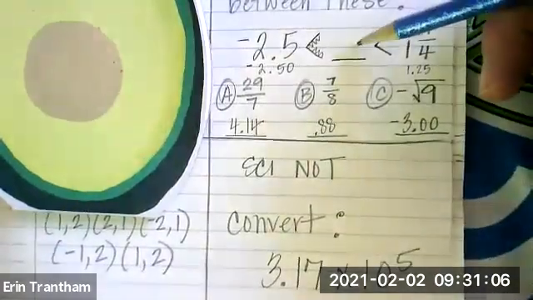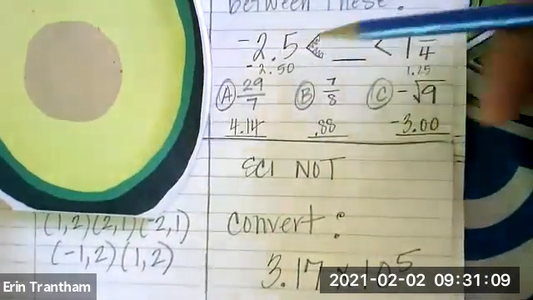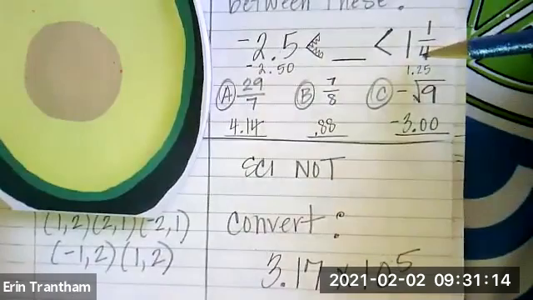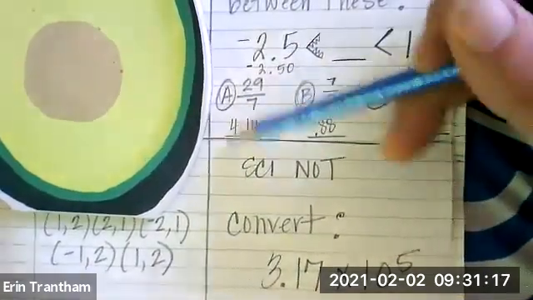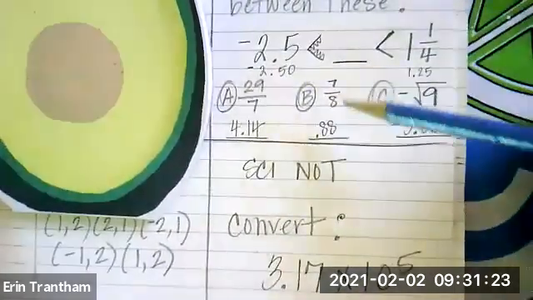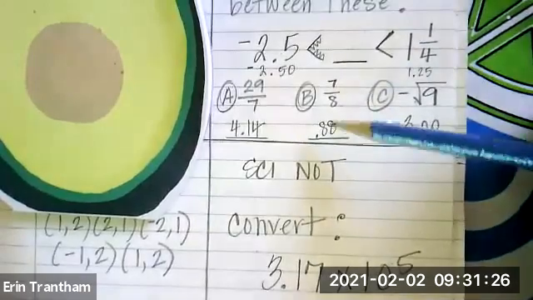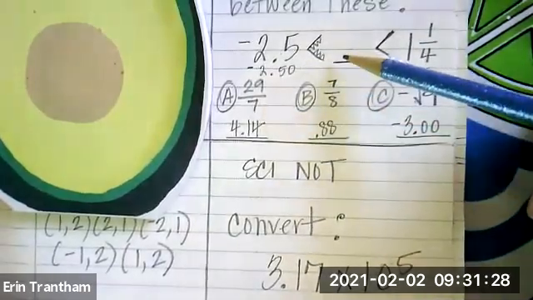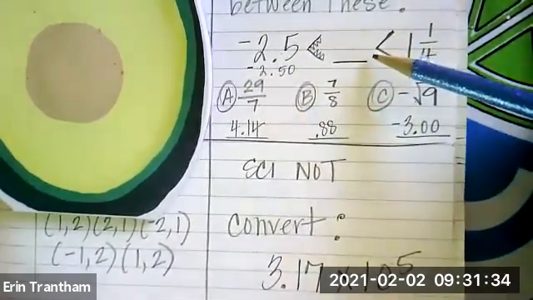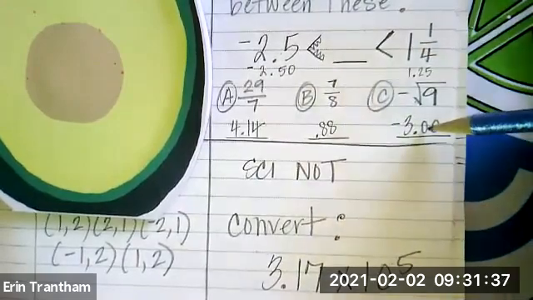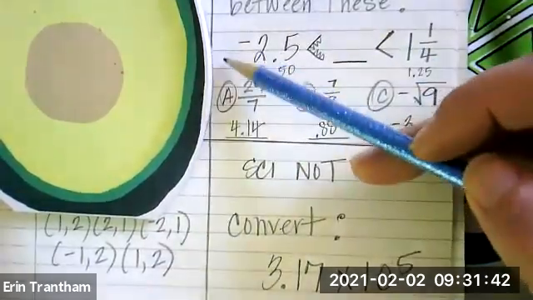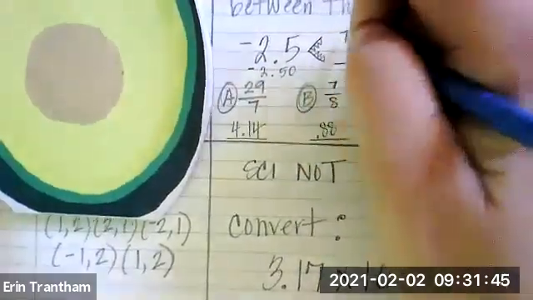So this number here has to be in value greater than negative 2.5, but less than 1.25. So would 4.14 be a good number to fit here? No, that's too big. It would be way over here. Okay. 0.88 is 88 cents, bigger than owing somebody $2.50? Is it less than having $1.25 in our pocket? Okay. Negative $3. Where would that be? Would it fit here? No, it would be over here, right? It's farther from 0. So it has to be B, 7/8.